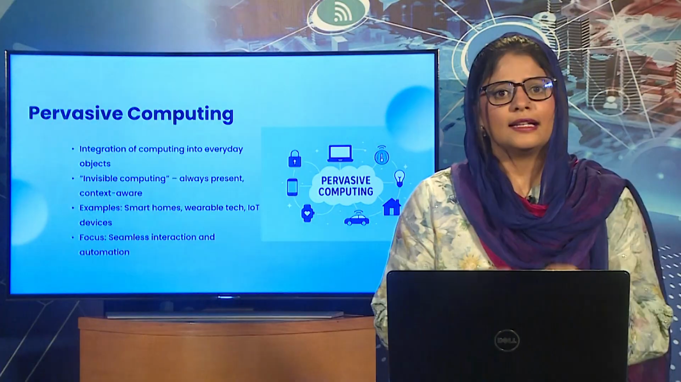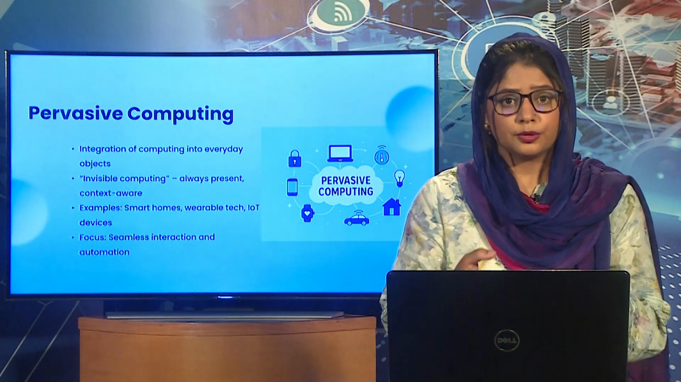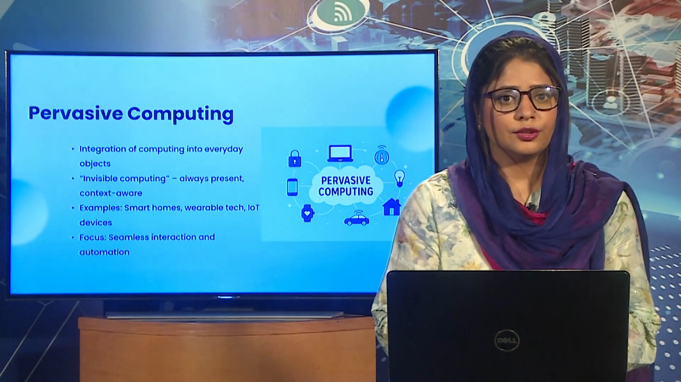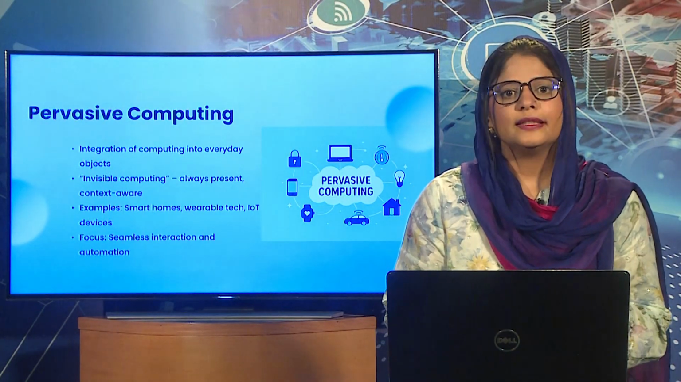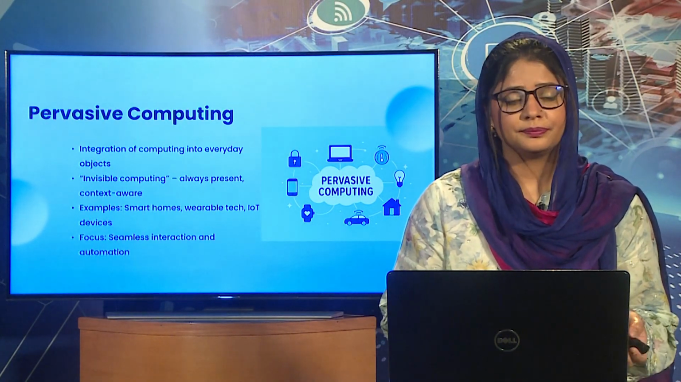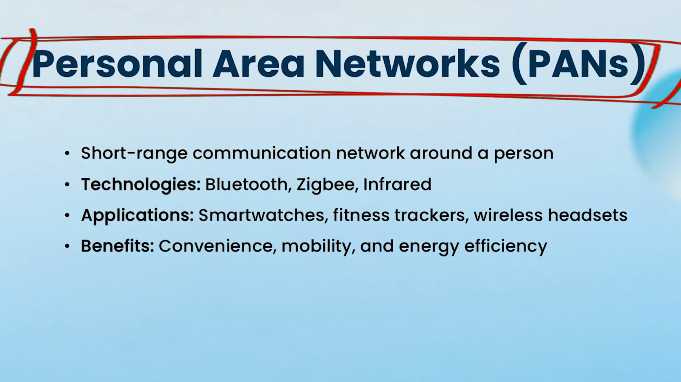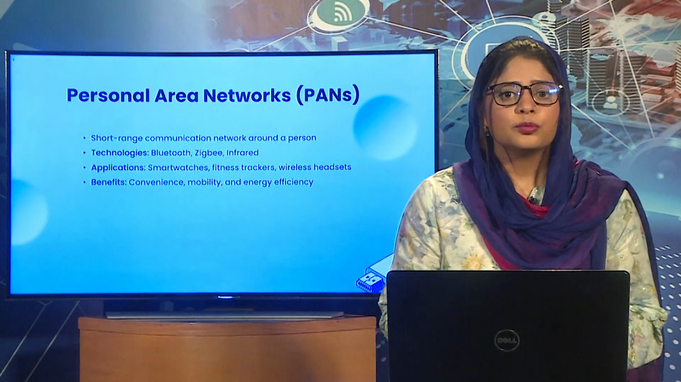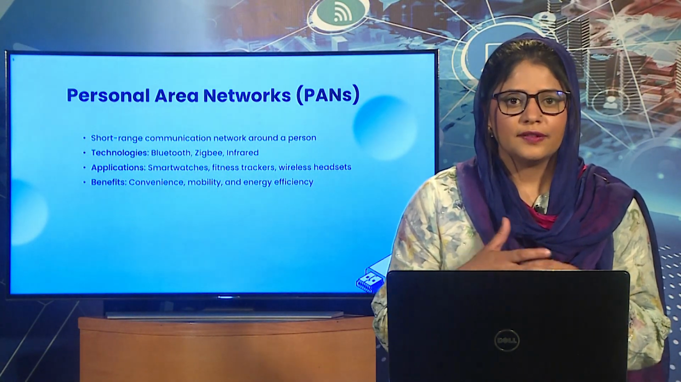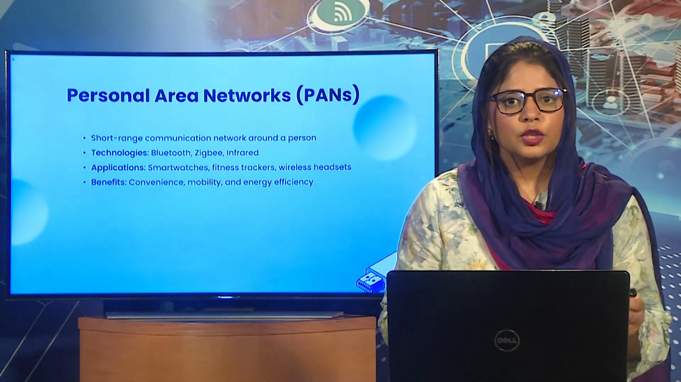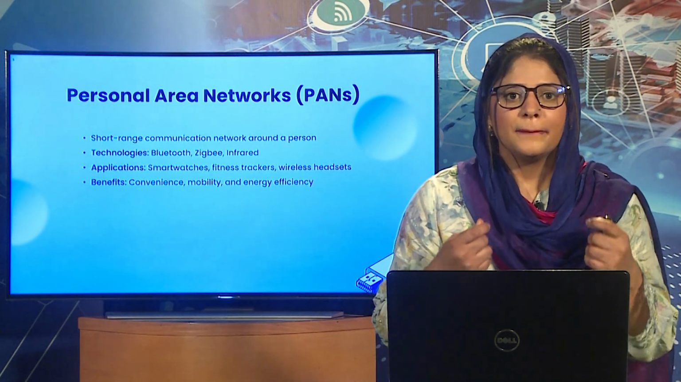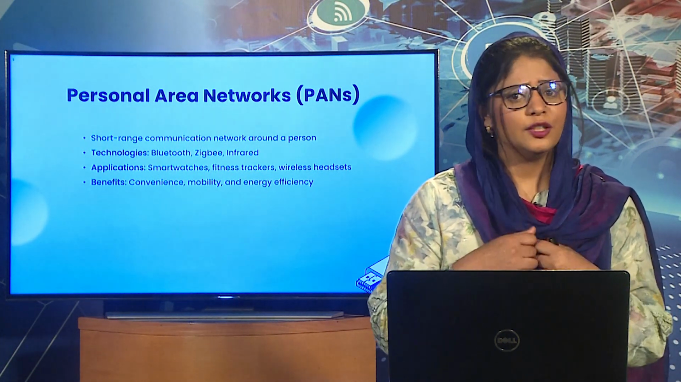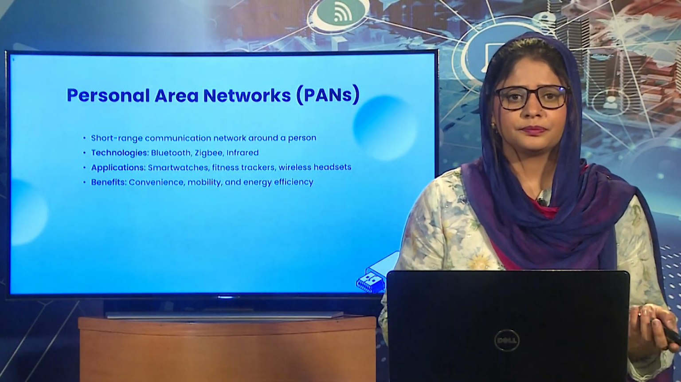For instance, a smart thermostat that learns your routine and adjusts your room temperature automatically is a real-world example of pervasive computing in action. Our next concept is personal area networks. A personal area network is a short-range communication network that operates in the immediate vicinity of a person, usually within a range of a few meters. It's designed to connect devices that are close to an individual, forming a sort of mini network around them.